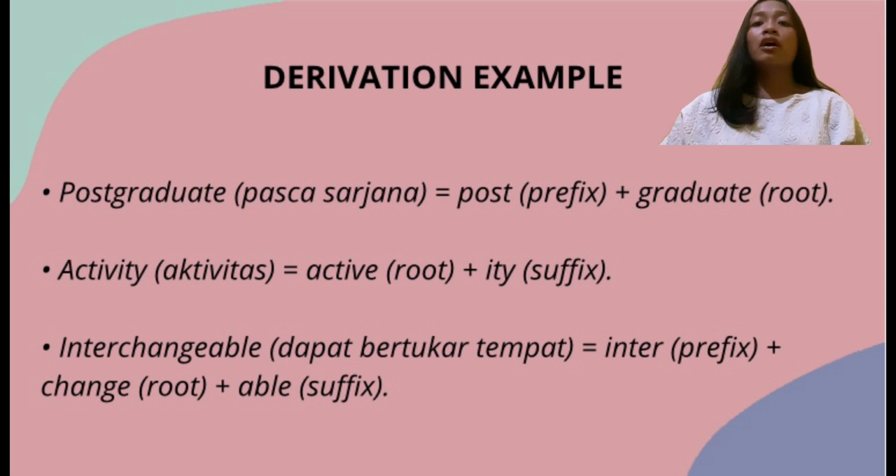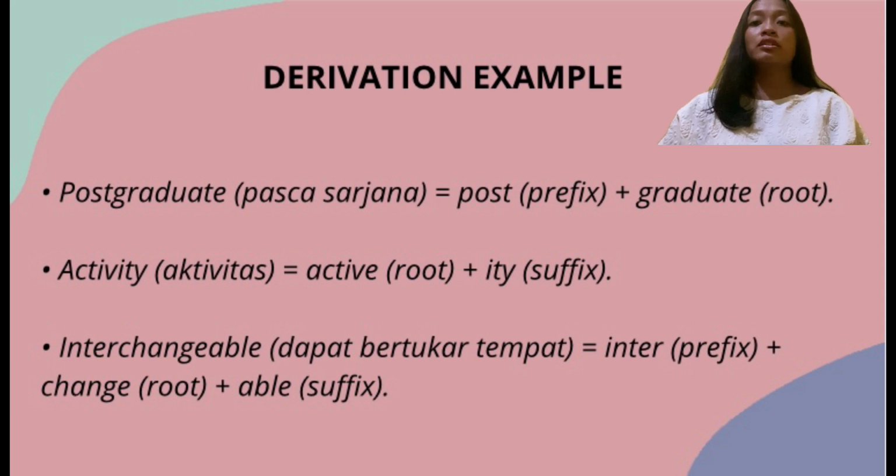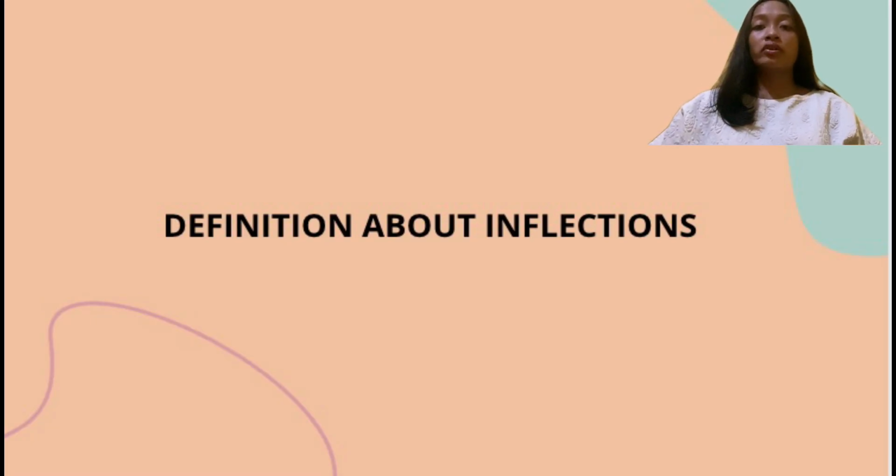is a root. In the word activity, the word active is the root and ity is a suffix. Next, the word interchangeable, which can be exchanged, where inter is a prefix, change is a root, and able is a suffix.